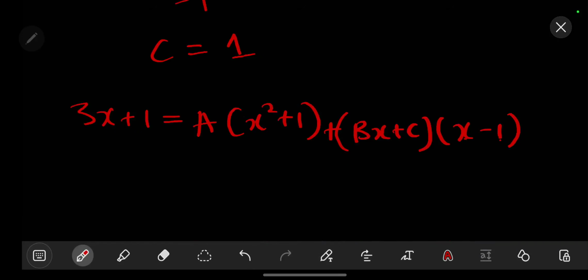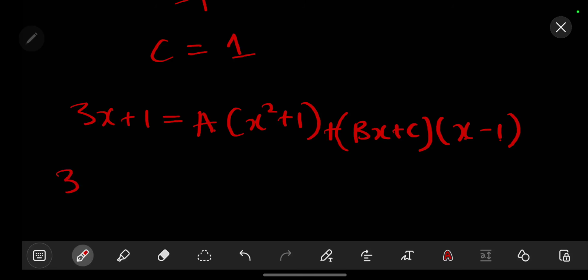Then last but not the least, let's find the value of our b. Now, to find the value of b, the problem is that there is no number that we can put for x that can eliminate a and c at the same time. So what are we going to do? What we are just going to do is that we are going to expand then compare.